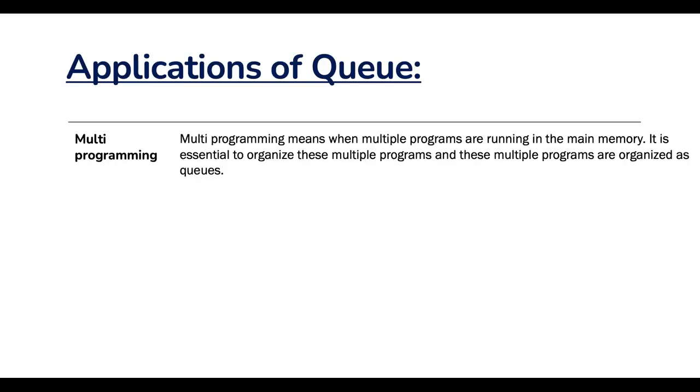Now let's see some real-time scenarios where the queue is actually used. The first use of the queue is multi-programming. Multi-programming means when multiple programs are running in the main memory, it is essential to organize these programs, and these programs are organized as a queue only. So in any multi-programming scenario, Java internally uses the queue data structure or queue class to maintain or organize the programs.